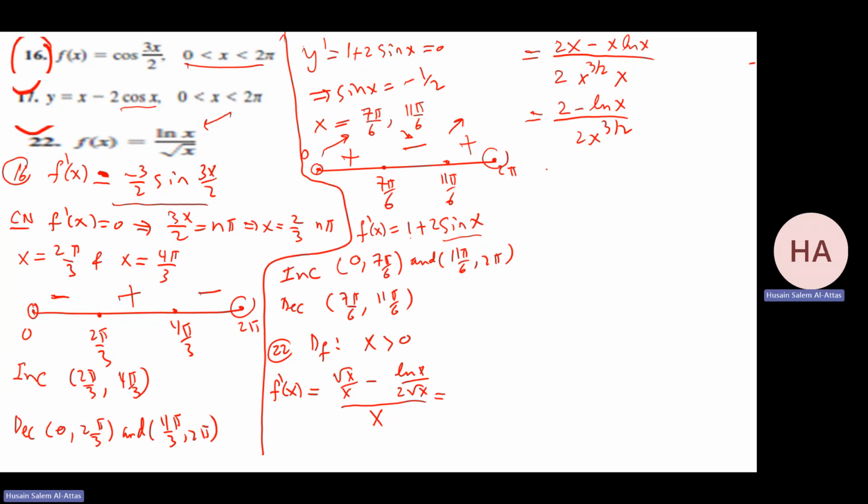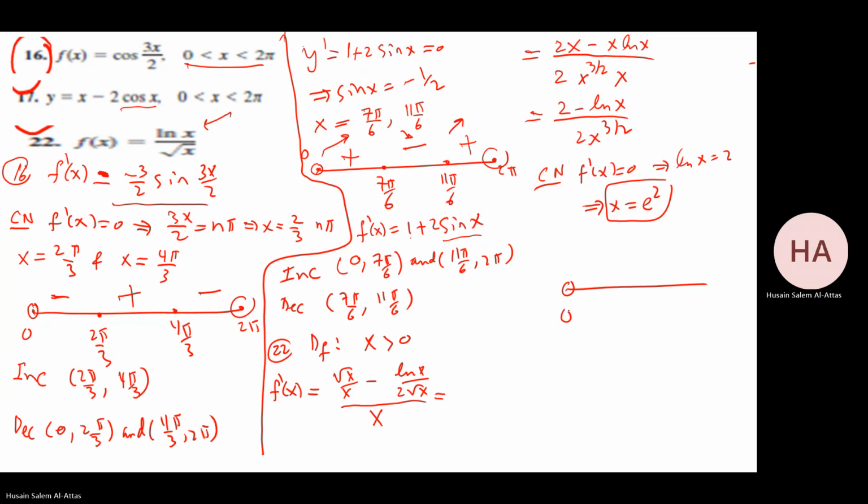So critical numbers, I need to check f prime equals 0. So that implies ln x equals 2. So that implies x equals e squared. That will be my critical number. Okay, so I plug it in now, starting from 0, and this is e squared up to infinity. Take a value. This is my f prime.